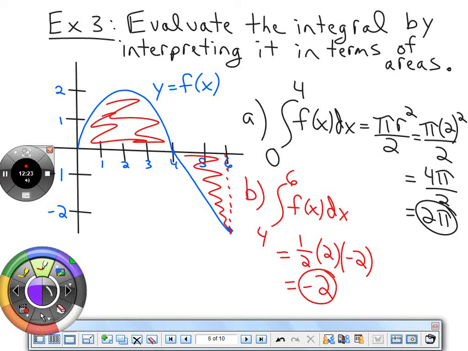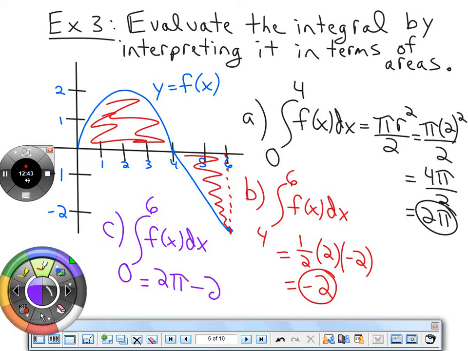The last question they could ask about this is they could say, hey, let's put it together. Let's say integral from 0 to 6. So if we want the integral from 0 to 6 of the function, we'd say that equals the area that's above, which would be 2 pi. And then we would subtract the area that we see that's below, or add the areas together if you want to think of it that way. So this would be 2 pi minus 2. Okay.